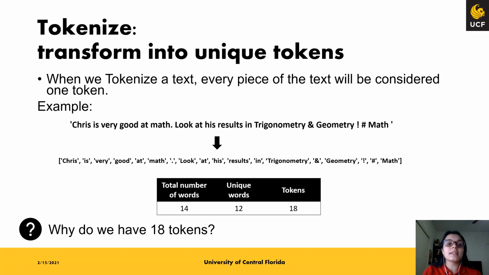Let's get this text for example. Chris is very good at math. Look at his results in trigonometry and geometry. #math. When we tokenize this text, we have the total number of words of 14, 12 unique words, and 18 tokens. Why do we have 18 tokens?